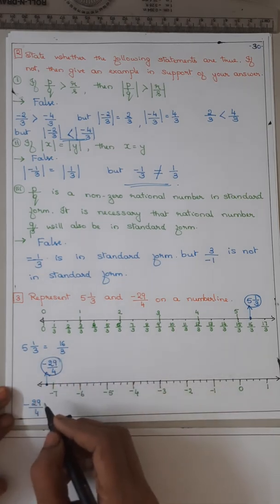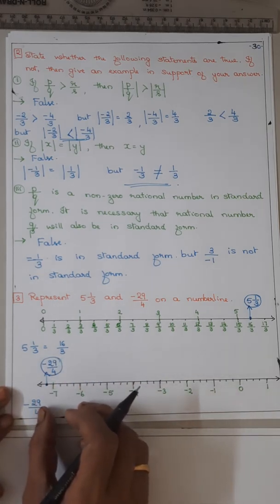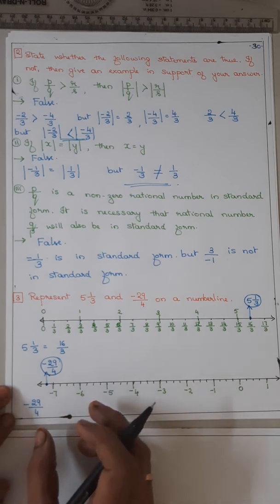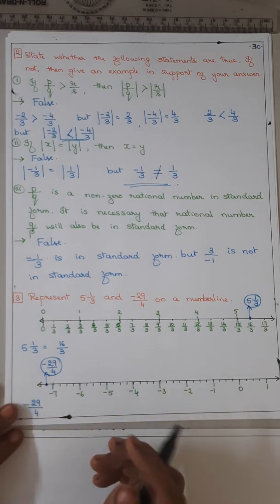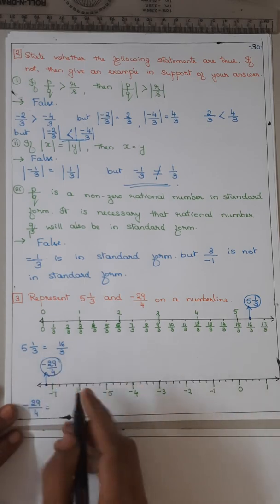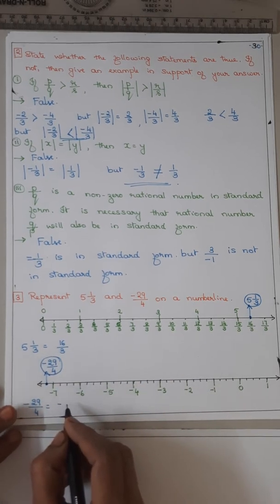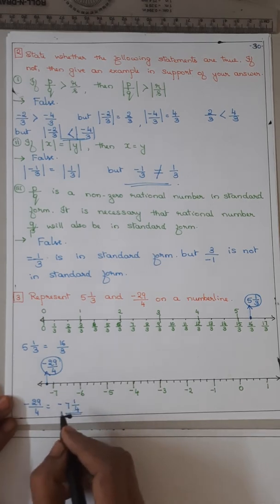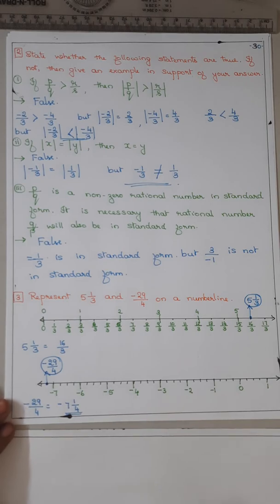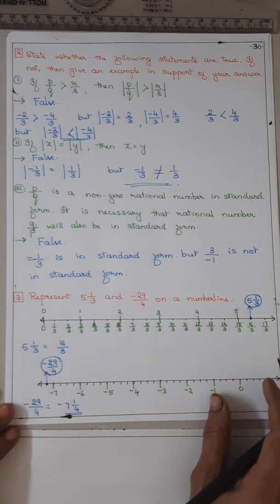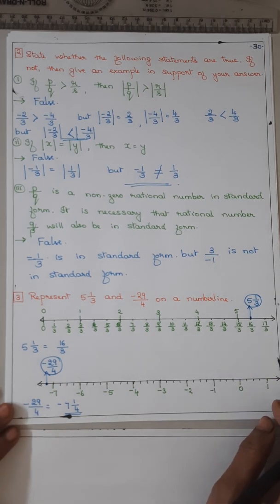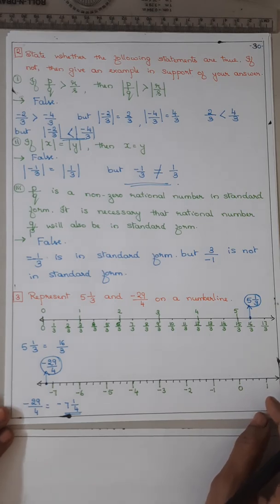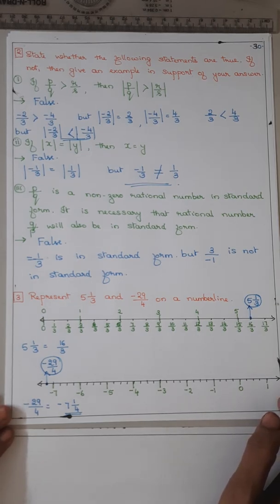So denominator is 4. So divide each unit into 4 divisions and then write. Okay. So here you can write it is a minus 7 1 by 4. 4 7s are 28 plus 1, 29. Hope you understood how to draw the number line if it is a bigger number. Okay, then we have completed up to question number 4, the brain teasers. Hope you have understood till here.